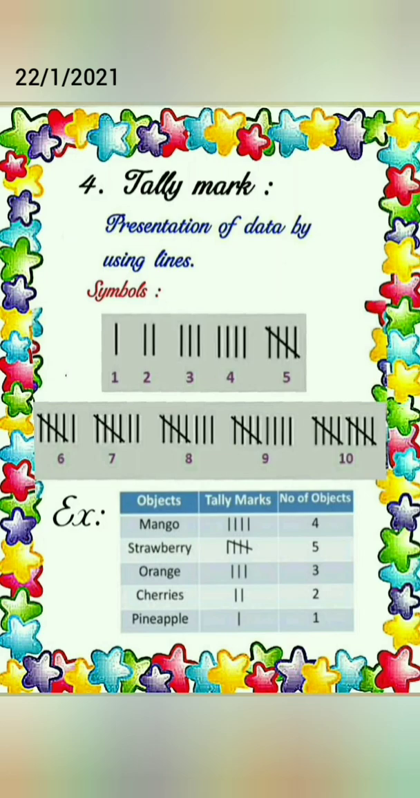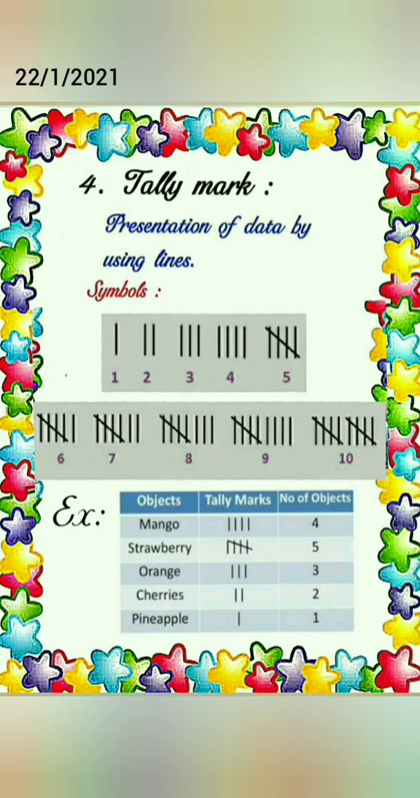In tally marks, we will use the symbols in place of numbers like 1, 2, 3, 4, 5, 6, 7, 8, 9, 10 and etc. Now the question is, how can we frame the symbols? The symbols can be framed by using standing and slanting lines. The symbol for 1 is 1 standing line, 2 is 2 standing lines, 3 is 3 standing lines, 4 is 4 standing lines. But the symbol for 5 is a combination of standing and slanting line, 4 standing lines and a slanting line that will join the first and last standing line.